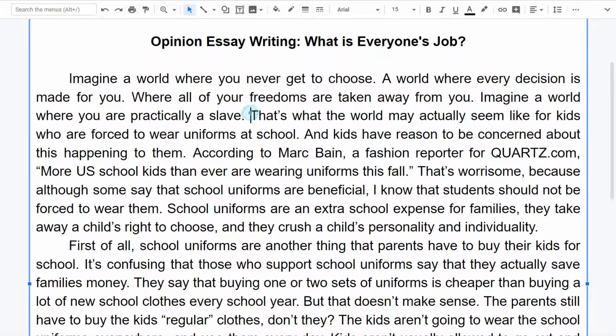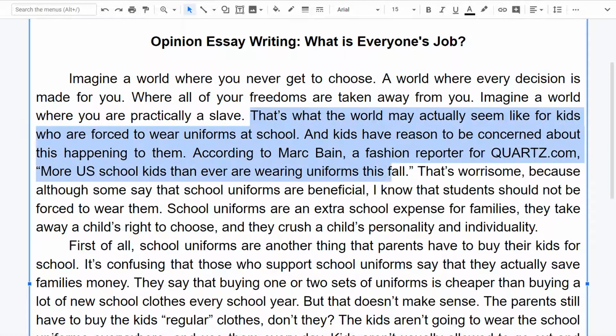So after they're hooked in, your next job is to give them some information about the topic. So they need to know a little bit about it before you just jump in and tell them your opinion. They have to know what's going on. So I gave some information from a source. It can be whatever it is, but it has to be something about the topic so they know what's going on.